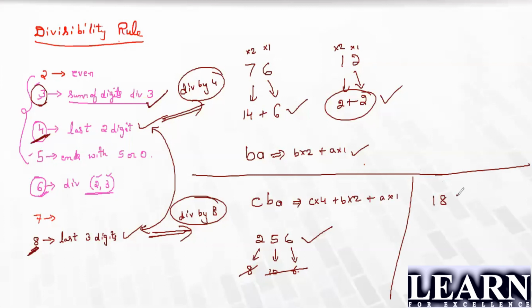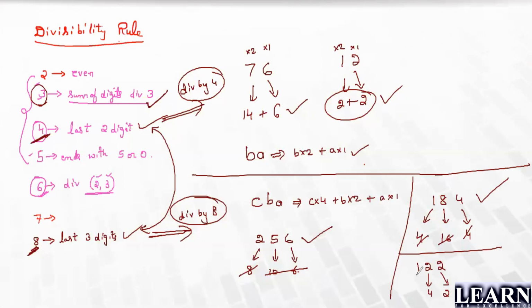I'll take 184. 4. 8 2 times is 16. And the next number should be multiplied by 4, right? 8, a multiple of 16, is divisible by 8. I'll cancel out. 4 plus 4 is 8. Yes, I can say 184 is divisible. Getting it? I'll take 122. 2 1 times, 2 2 times 4, 1 4 times. 4 plus 4 is divisible. 2 is the remainder. 2 is not divisible. Then I can say 122 is not divisible by 8.